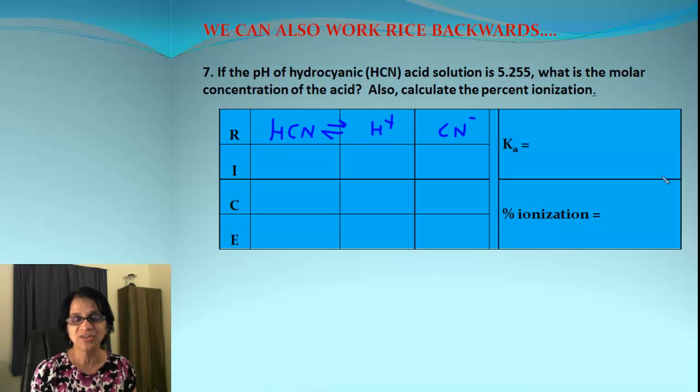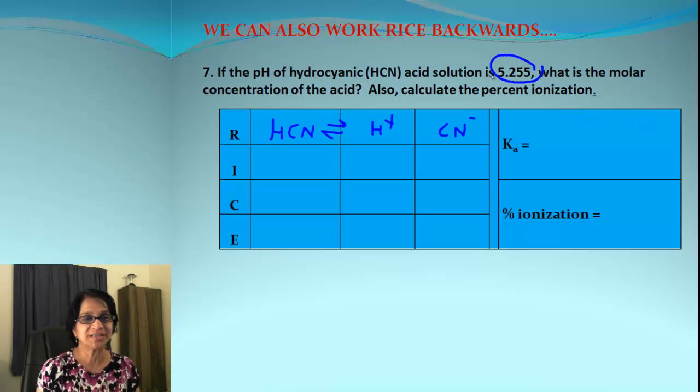Now let's work on some reverse calculation. It's simple, we just work backwards. So over here, we know that there is an acid for which the pH is 5.255, and we have to find out what the molarity for the acid is, and of course we find out percent ionization for that.